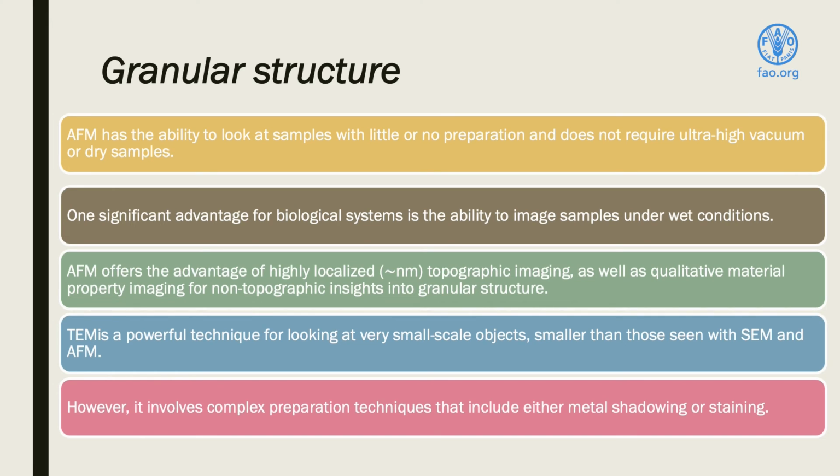TEM is also a powerful technique to look at very small scale subjects, smaller than those seen with SEM and AFM, but it involves complex preparation techniques including either metal shadowing or staining. Normally, uranyl acetate is used for staining for TEM.